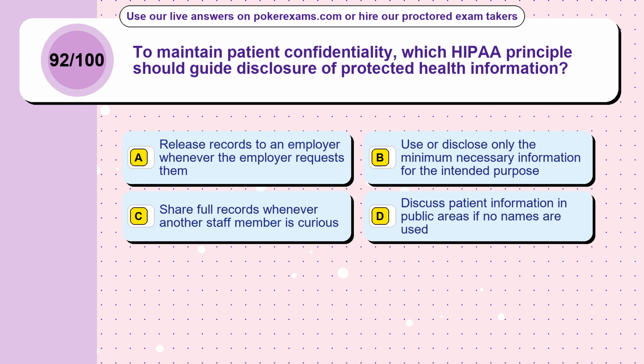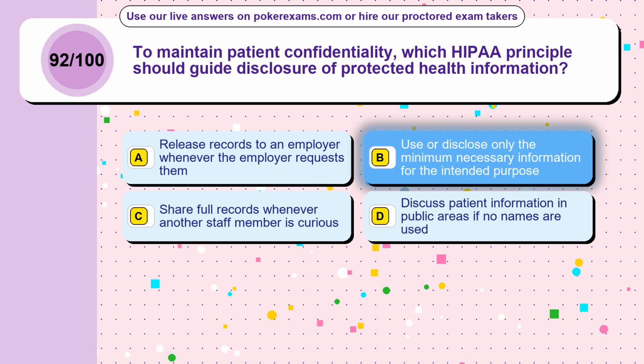Question 92. To maintain patient confidentiality, which HIPAA principle should guide disclosure of protected health information? Option A. Release records to an employer whenever the employer requests them. Option B. Use or disclose only the minimum necessary information for the intended purpose. Option C. Share full records whenever another staff member is curious. Option D. Discuss patient information in public areas if no names are used. The correct answer is option B.